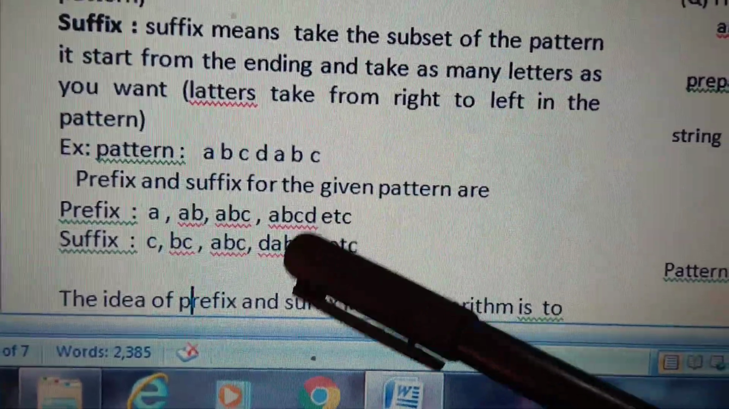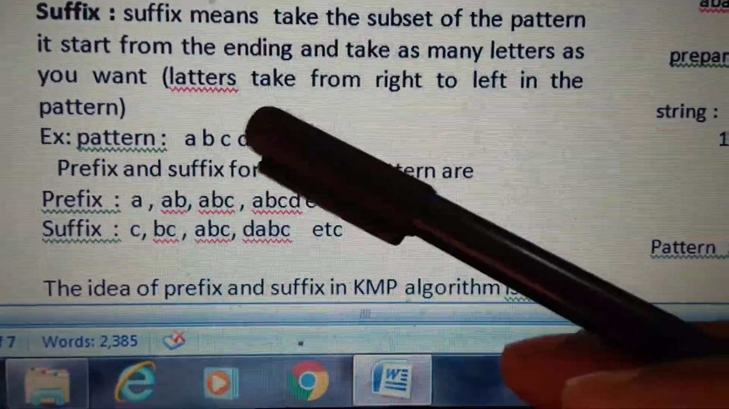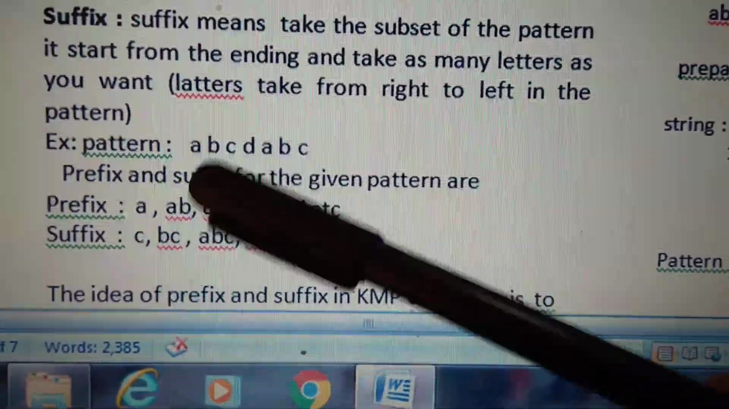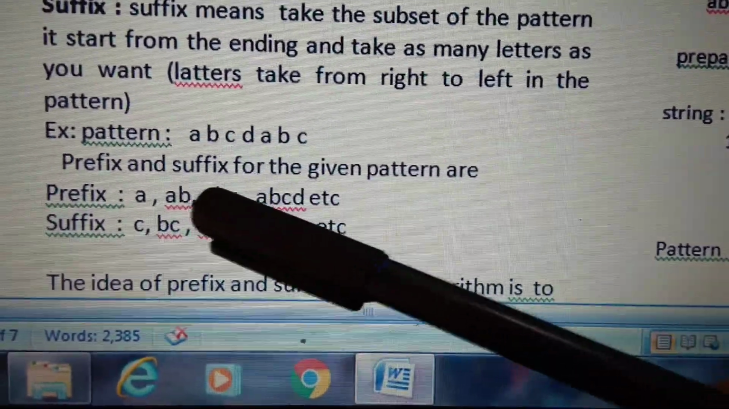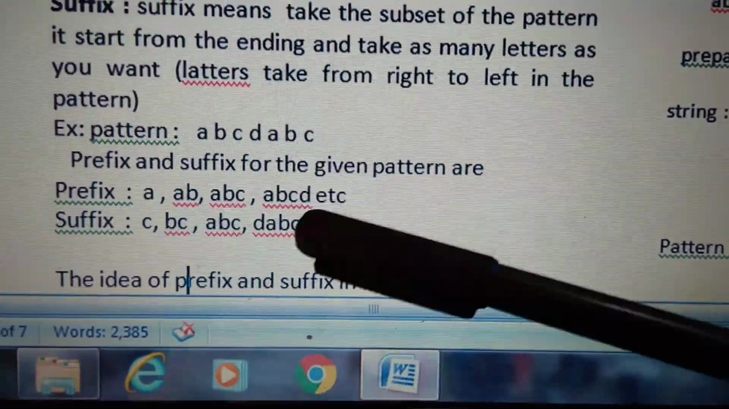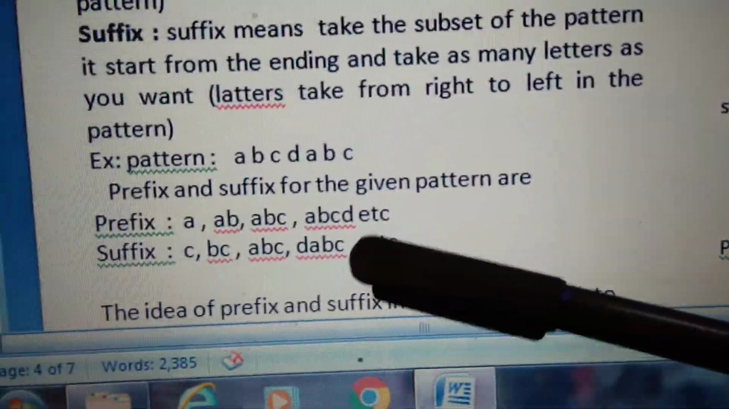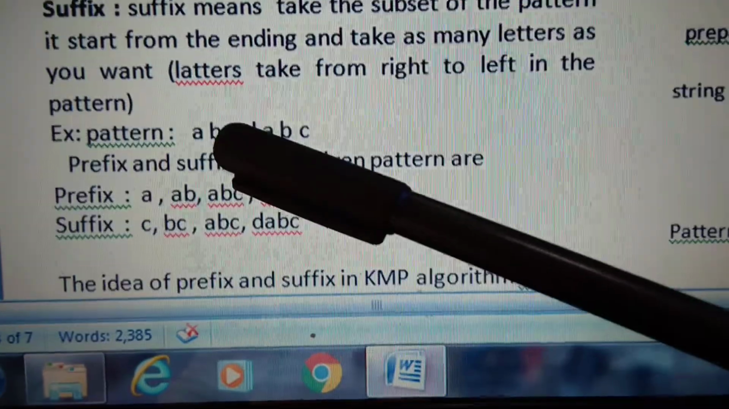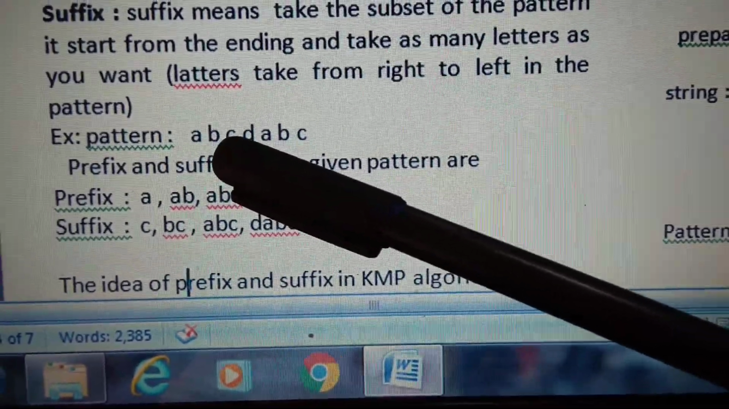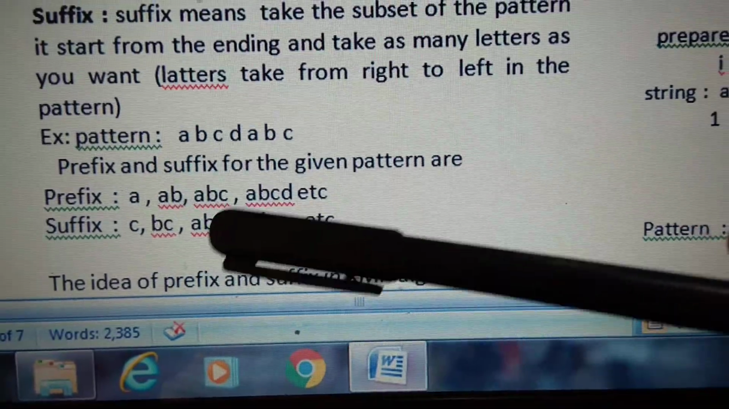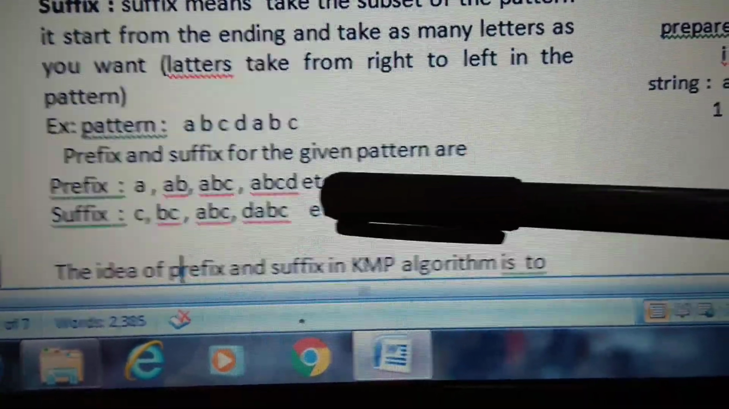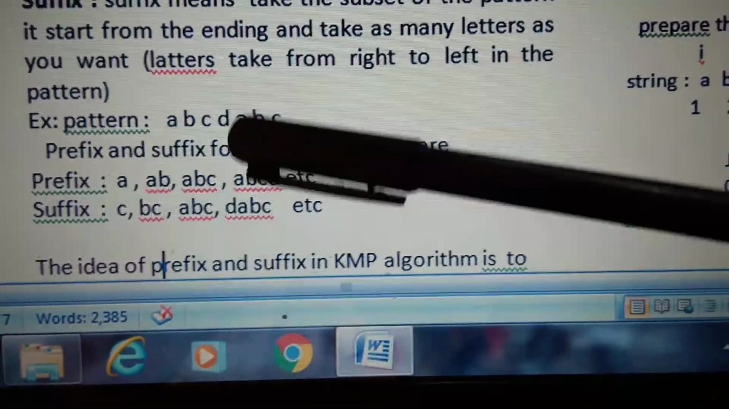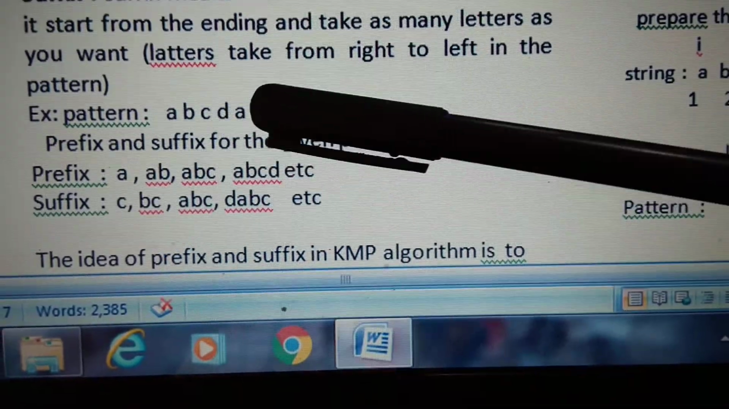For this pattern we can write the prefix as follows. In the prefix we start from the beginning of the pattern, left to right, and take the letters. You can take the first letter A, you can take AB, you can take ABC, ABCD and so on. So this is the prefix information for the given pattern. That means start with the beginning of the pattern and take as many letters as you want: the first letter, first two letters, first three letters, first four letters and so on. That means A is a prefix for the pattern, AB is also a prefix with two letters, and ABC is also a prefix for the pattern.